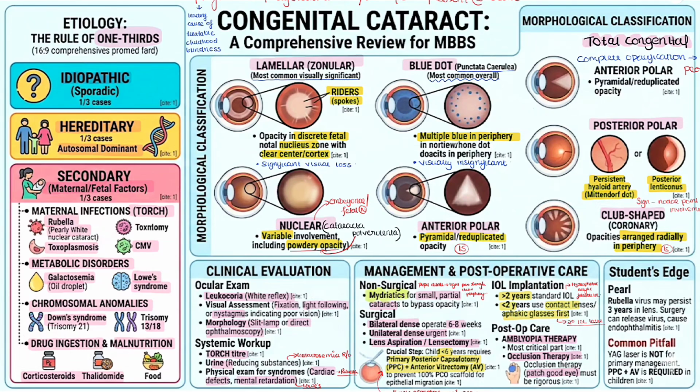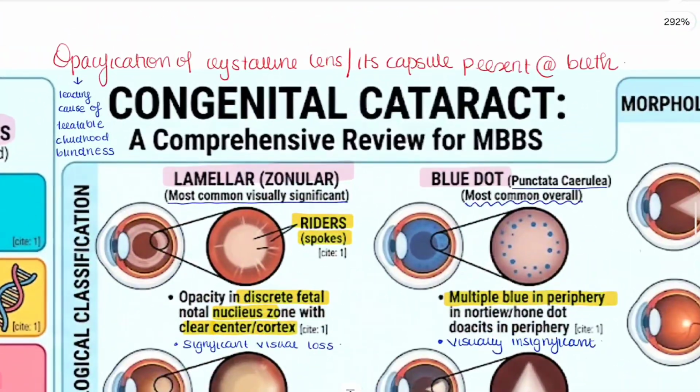Hi guys, this video is about congenital cataract. So what is congenital cataract? It is opacification of the crystalline lens or its capsule present at birth. Opacification of the crystalline lens or its capsule is cataract. If it is present at birth, we call it congenital cataract. And it is the leading cause of treatable childhood blindness.